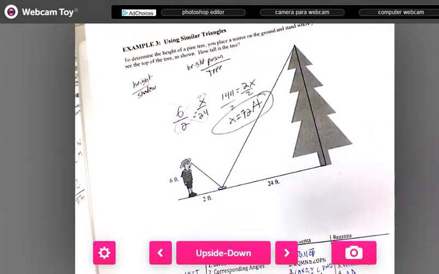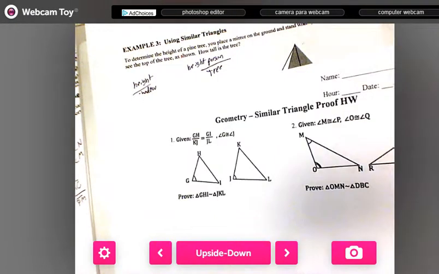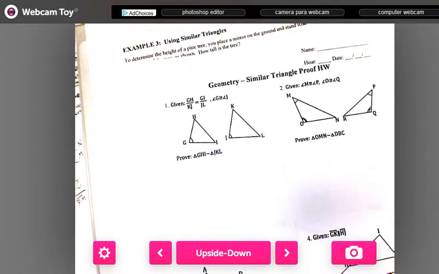All right, let's have our homework in front of us. Okay. Let's go over proof number 1, and then I'll let you guys do the rest on your own.